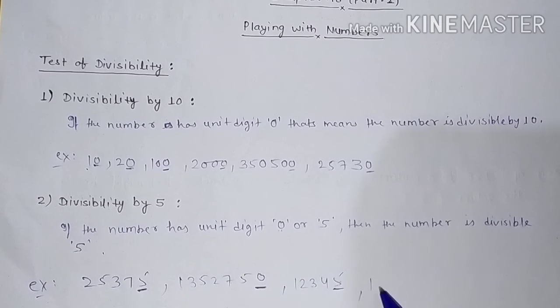Let's suppose 1234320. This number is also divisible by 5 because the unit digit is 0. So this was divisibility by 5.